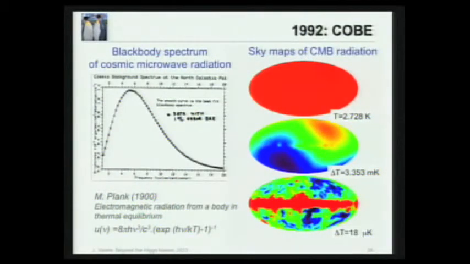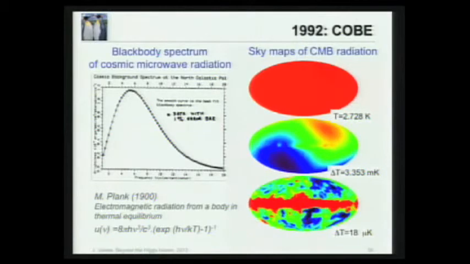Now, this radiation has the spectrum of a black body. A black body is a body that is in thermal equilibrium at a given temperature. So it's a piece of matter that is in equilibrium at a given temperature T, whatever the temperature is, and it emits radiation. And this radiation has a given spectrum as a function of the frequency of the radiation. This spectrum is called the black body spectrum.